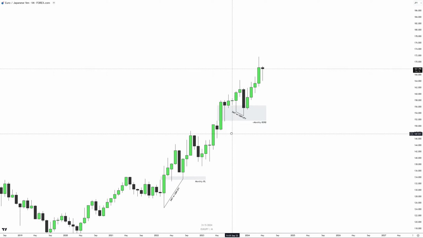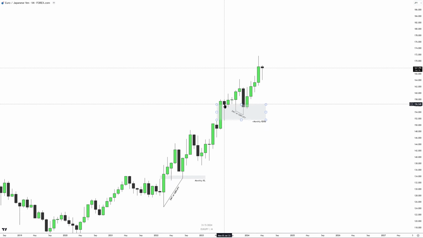Then more recently here, we had this redelivered rebalanced PDRA, meaning we failed to create a FVG, but this wick traded down into this wick, being an immediate rebalance, but this now creates our redelivered rebalanced PDRA, and again we formed SMT with the pound against the Japanese yen here between October and December of last year.